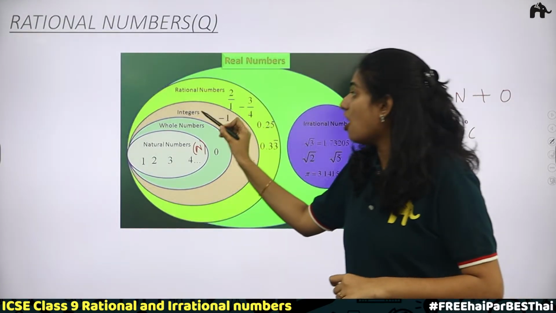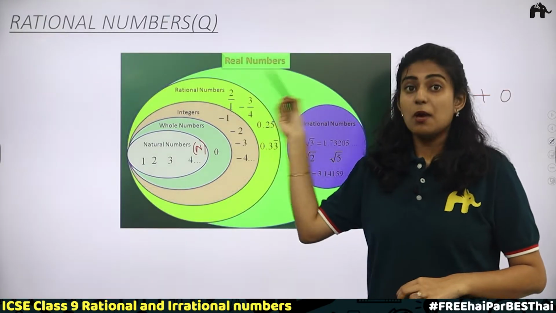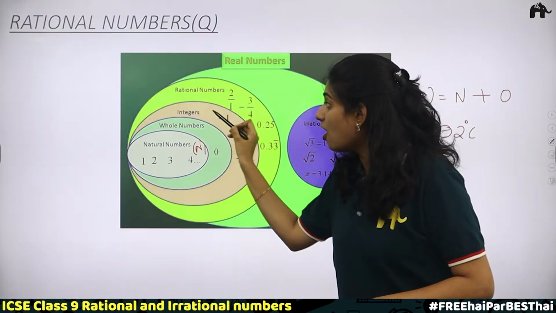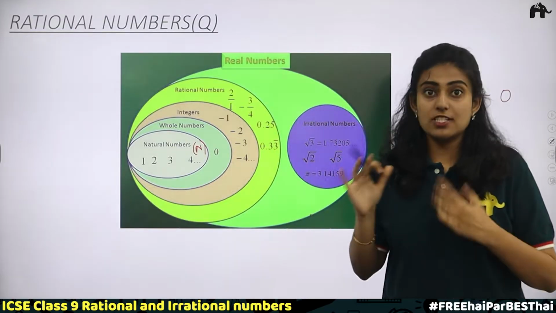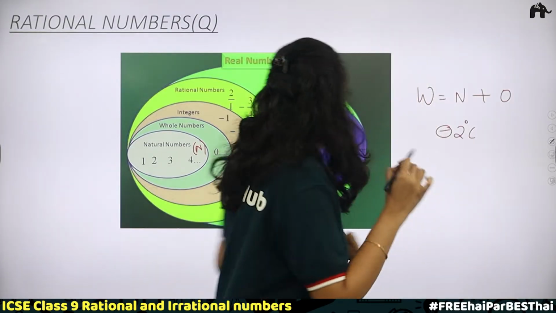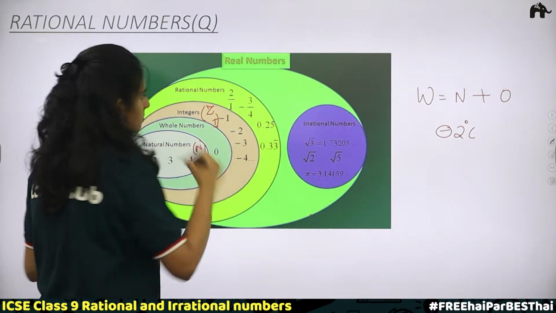Therefore, all natural numbers are integers, all whole numbers are integers, but not all integers are whole numbers or natural numbers. The reverse is not possible. Okay, now what about other numbers? Integers are represented by the letter Z or I.